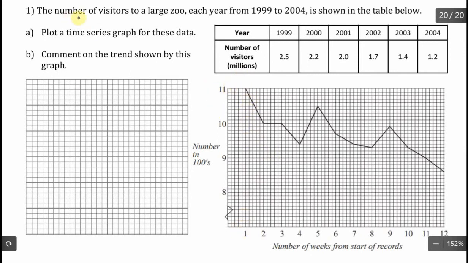Okay, so first one, we've got the number of visitors at a large zoo each year from 1999 to 2004, and these numbers are in millions, by the way. And it says plot a time series graph for these data. Now you can see that you don't have to start at 0 for this axis up the side, but for these ones I probably will, because it goes down to 1.2, which is not a million miles away anyway. So we are actually going to start at 0, and we need to go up to a maximum number of 2.5. So 0, 0.5, 1, 1.5, 2, 2.5. That will be fine on this graph here.